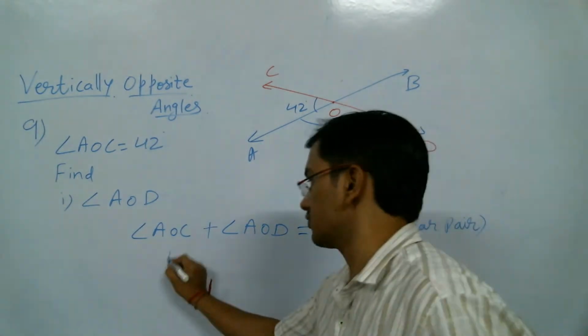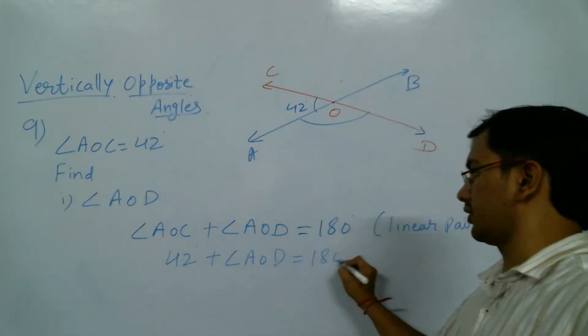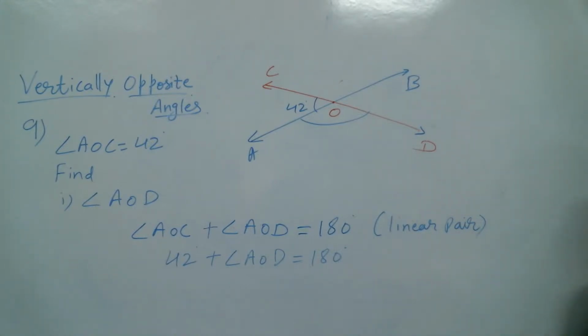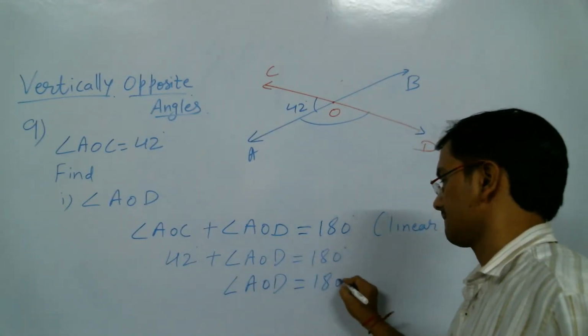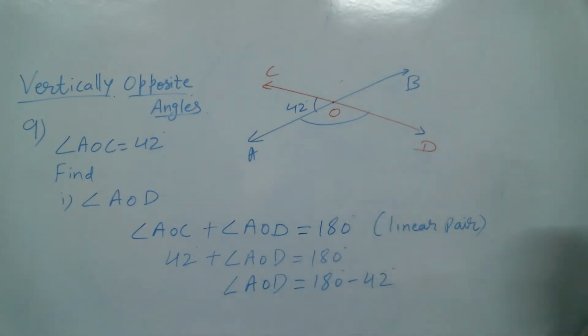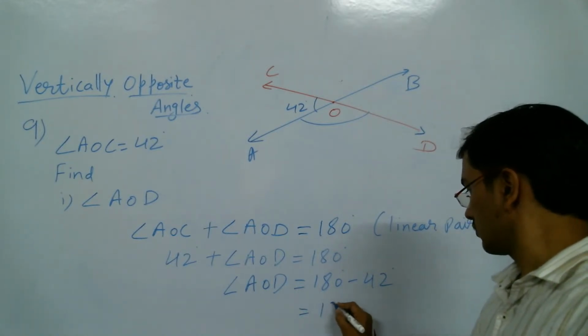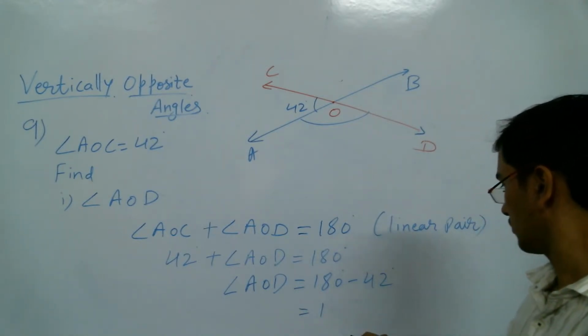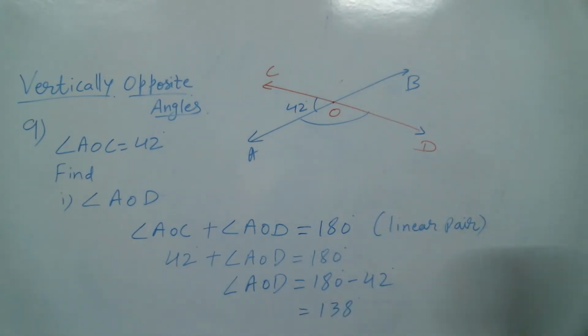So if AOC is 42 degrees, then AOD will be what? Yes sir, no sir, the comment will come. Don't answer the question, huh? Find it. So now when we subtract it, 138.